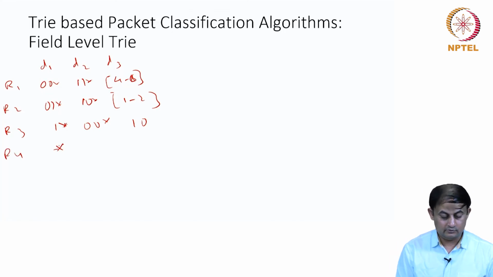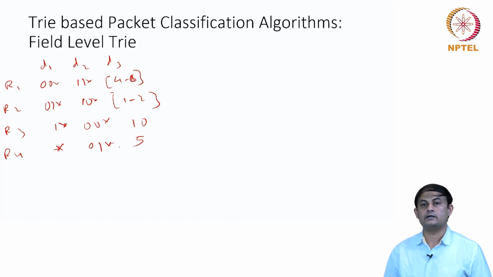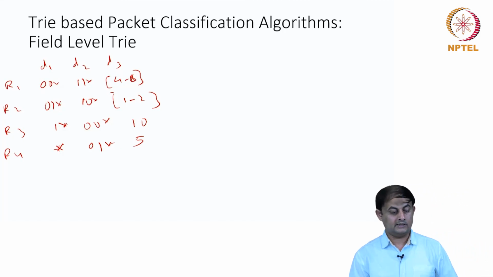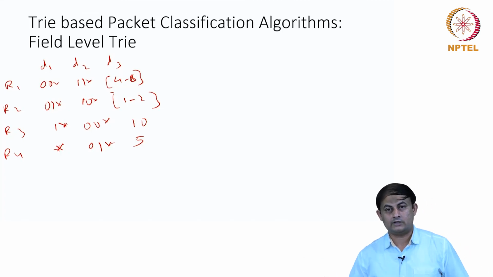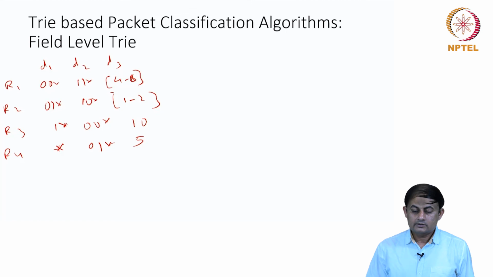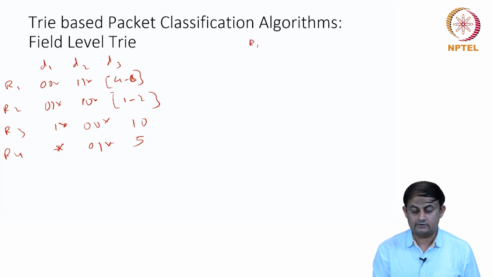And R4 is a rule where the first dimension is a star and the second dimension is 0 star, and the port number is exactly 5. How do we construct the field level trie for this kind of rule set, where some of the rules have port ranges? So the idea is again very simple. Let's go and try to construct it. All 4 rules are equally likely candidates at the root node.